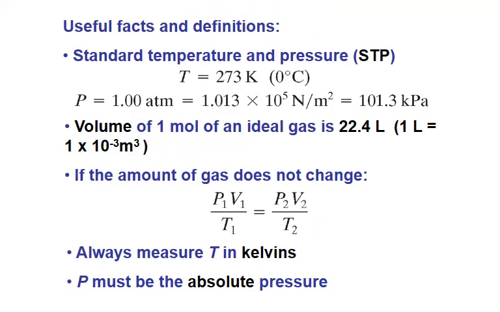Some useful facts that we can have with this. The standard temperature and pressure we're going to be using is 0 degrees Celsius, 273 Kelvin. The pressure in atmospheres is 101,000 pascals. 101,300 pascals is 1 atmosphere, ATM. The volume of 1 mole of an ideal gas is 22.4 liters. So in other words, a mole that is at 0 degrees is all going to have the same volume.